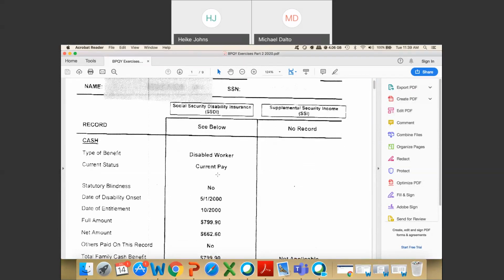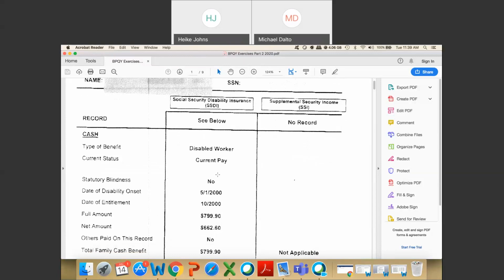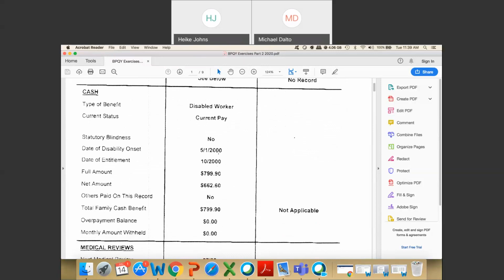This first BPQY, you can see it's for someone getting SSDI, and it says disabled worker, so they're getting an SSDI benefit on their own work record. Their disability onset date was May 2000. Date of entitlement was October 2000 after the 5-month waiting period. Full amount of benefit, $799 and change. Net amount is $662.60.